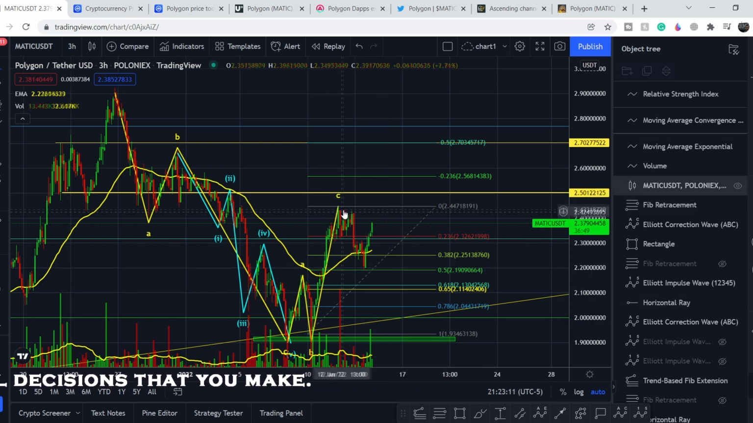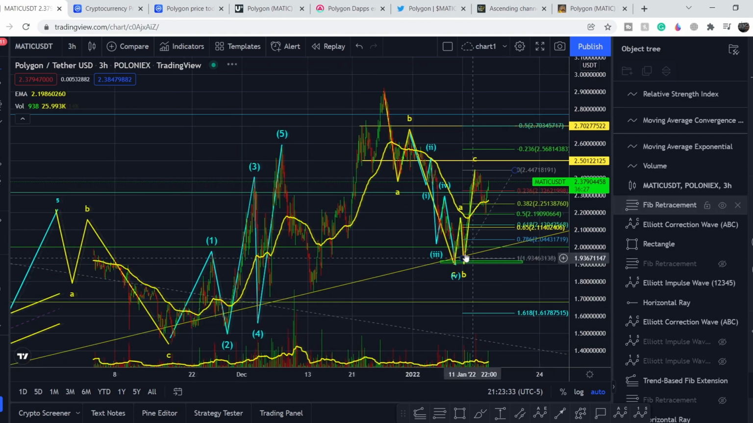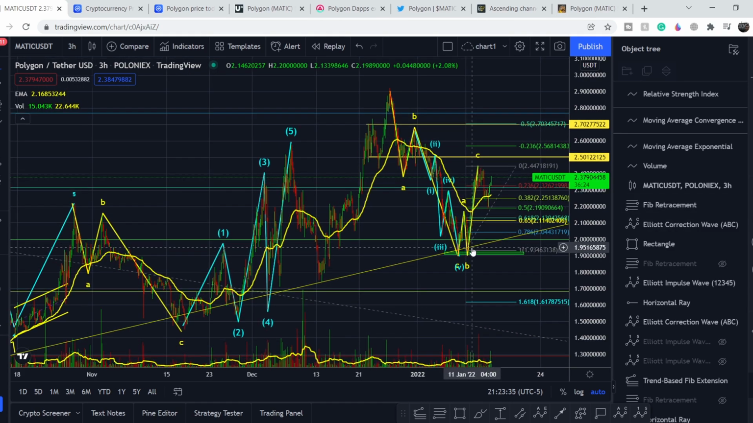And for now, if we break the top of our C wave at the $2.44 range, it will eliminate the ABC correction pattern, and we will become more bullish than bearish. And this means this bottom will be the real bottom for a long period of time, and from this point we might see a new all-time high.